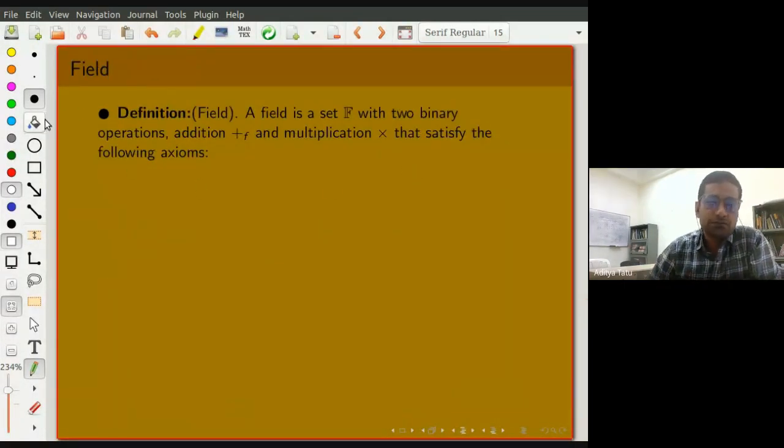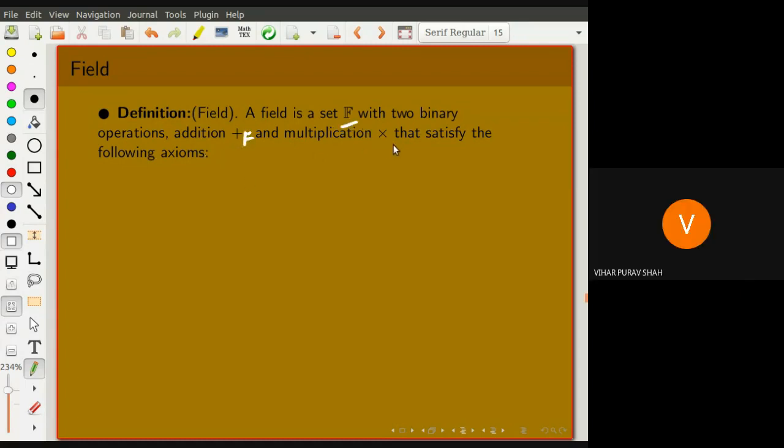Now let's talk about the field. A field is a set F with 2 binary operations, addition and multiplication.